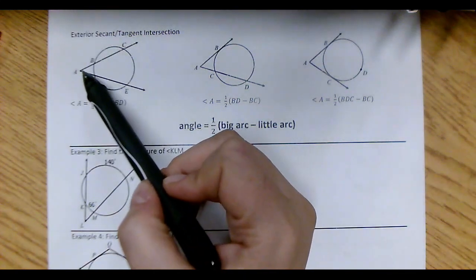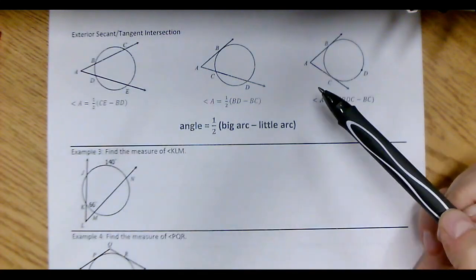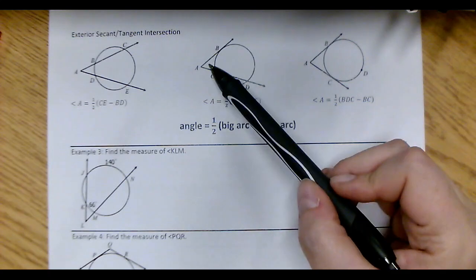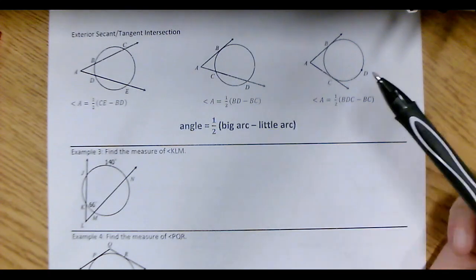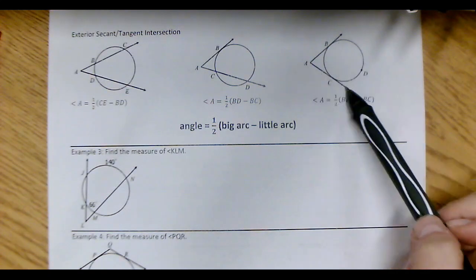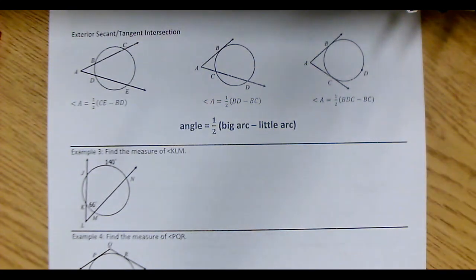You could have the first one where we have secants going through our circle from one exterior point. Our second one where we have a tangent on one side and a secant on the other, both from that exterior point. And our third one where we have a tangent on both sides coming from that exterior point. So really our formulas are kind of the same, even though things can be drawn a little bit differently.